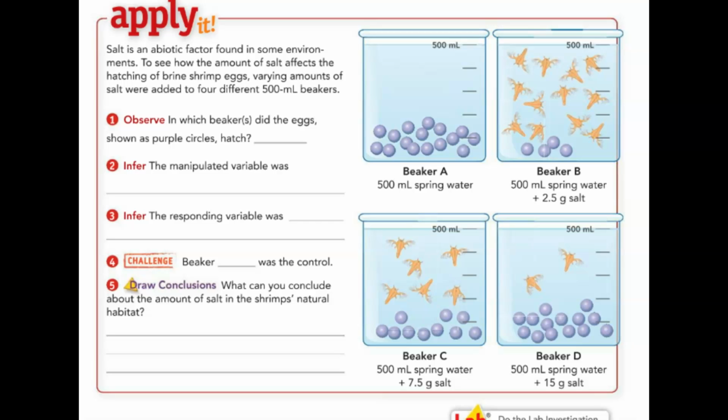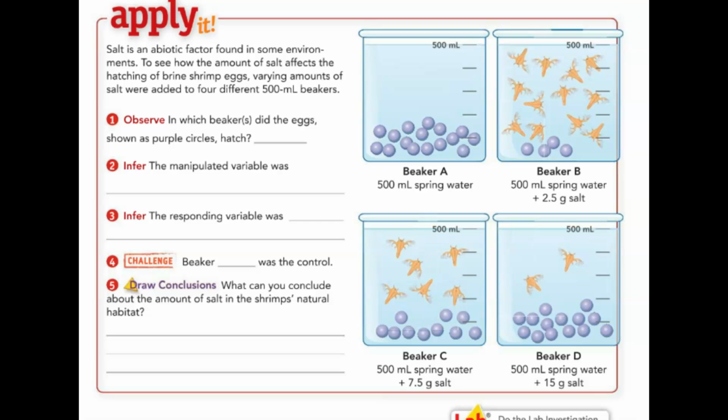Number 2 says infer. The manipulated variable was. So, what was being changed? What was being changed in each beaker was the amount of salt. Beaker A had no salt, beaker B had 2.5 grams of salt, and then they kept adding more grams of salt for the other beakers. So what was the manipulated variable? The amount of salt.